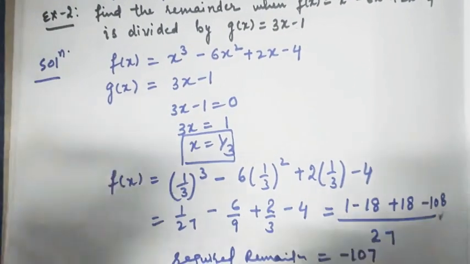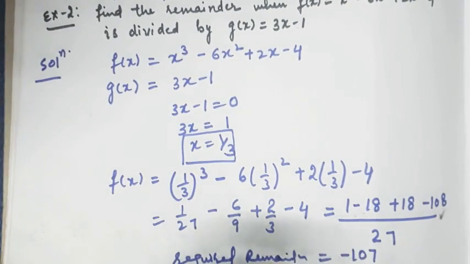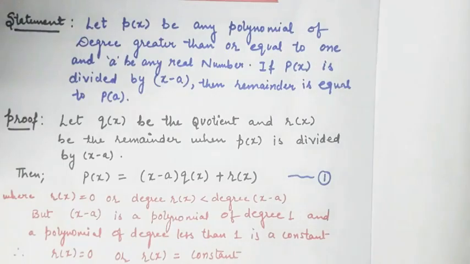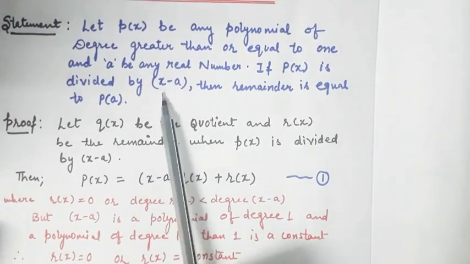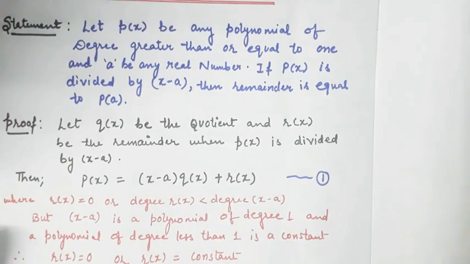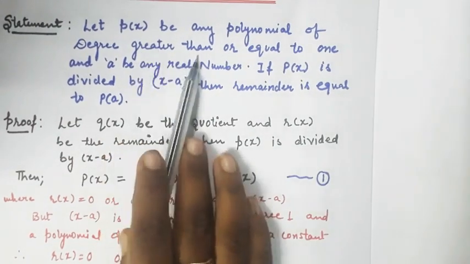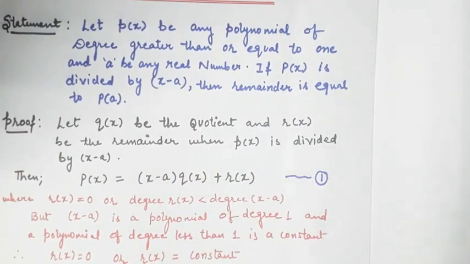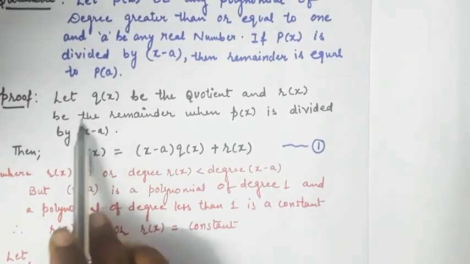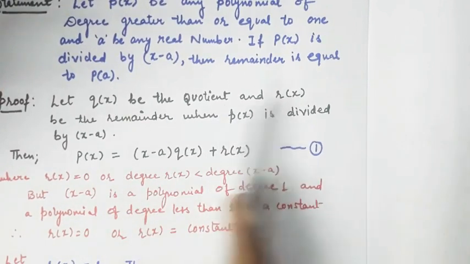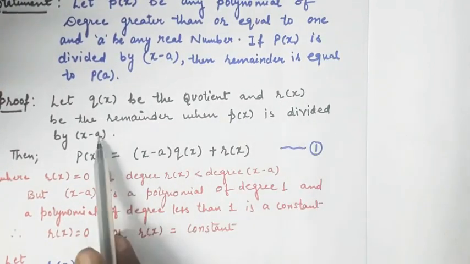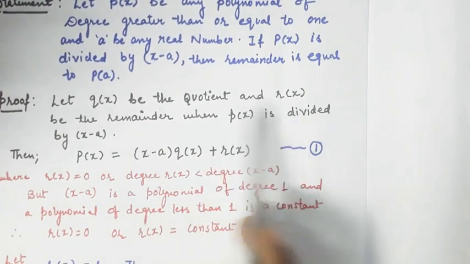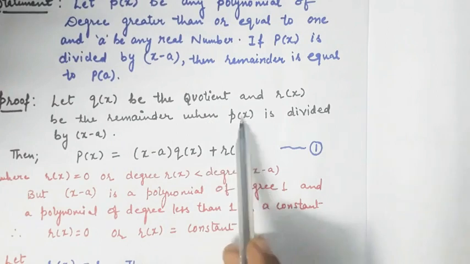Now we can proceed to the general proof of the remainder theorem. Okay, so here we go. Here the statement, we already understood the statement by illustrative examples. Now we will discuss the proof. Let q(x) be the quotient and r(x) be the remainder when p(x) is divided by x minus a. I have taken q(x) as a quotient and r(x) as a remainder, as polynomials, when p(x) is divided by x minus a.